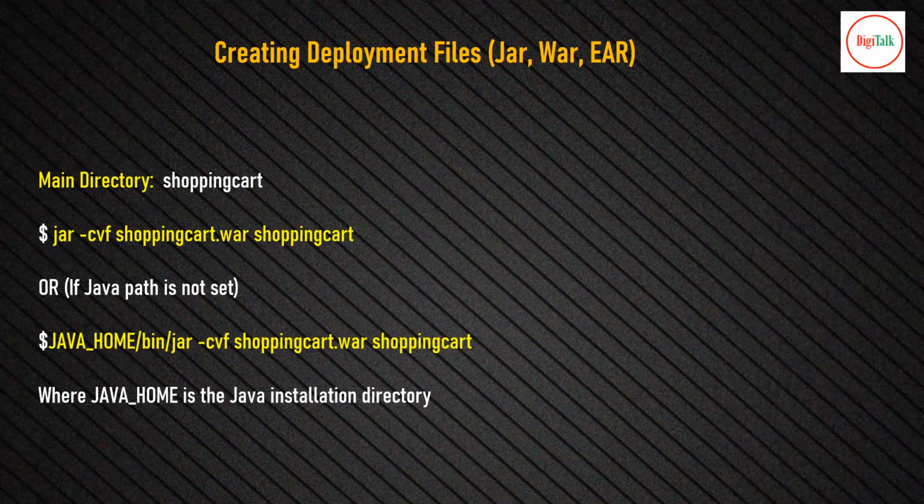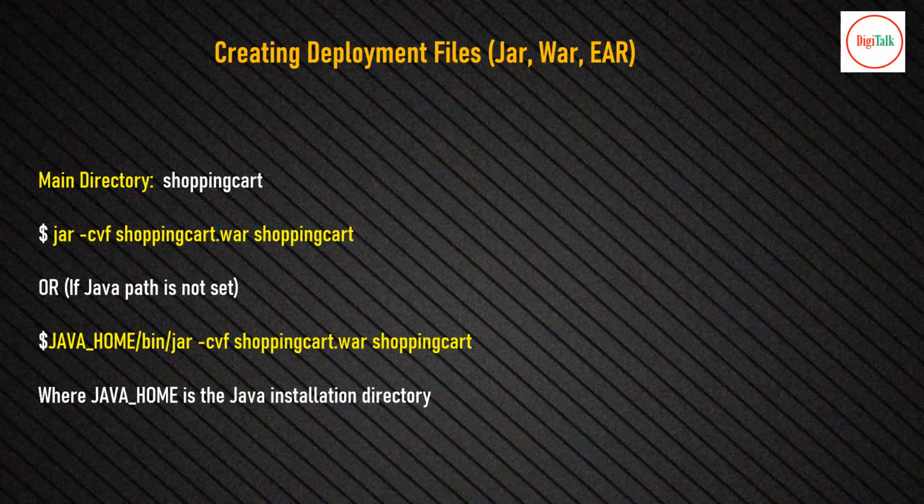Okay, once you have created all the directory structure and placed all of your code inside the different folder structures, you can simply use the jar utility which comes with Java. The command would be jar -cvf, then the name of your WAR application, or maybe an EAR application, or a jar application, like shoppingcart.war, and then the folder, the parent folder.